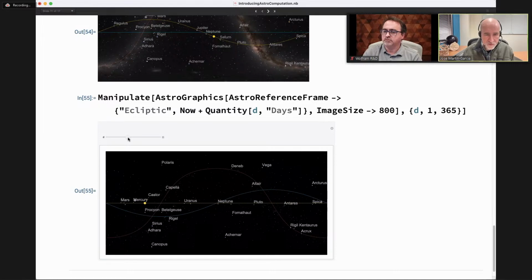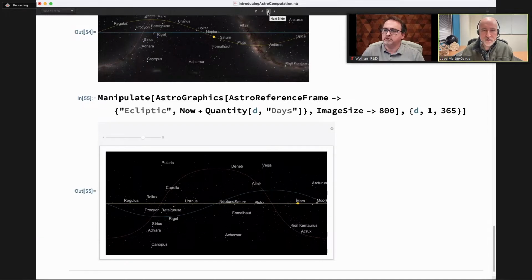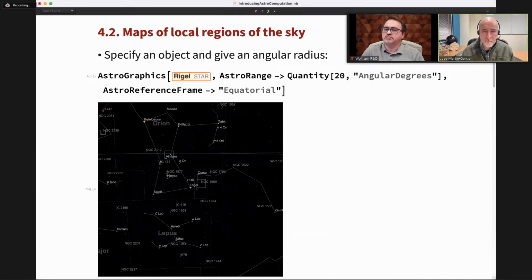And notice, for example, Venus here, how it's moving backwards in this time, right? Because Venus has to be always very close to the Sun. So there is this period here where it moves in the opposite direction, and then it turns again in this direction to follow the Sun. Okay, so you see how with a very easy combination of AstroGraphics and Manipulate, you can simulate what's going on in the solar system. We can now look at maps of a smaller region of the sky.